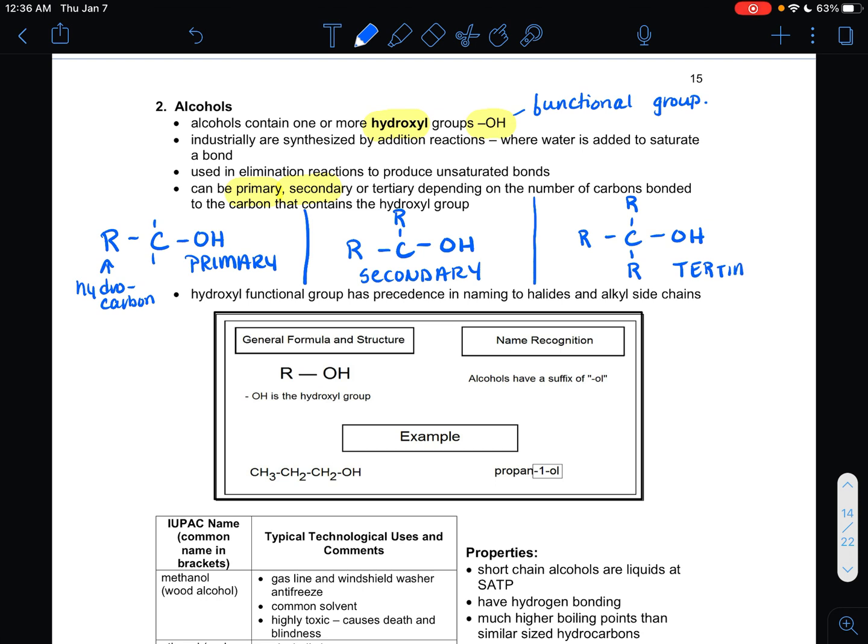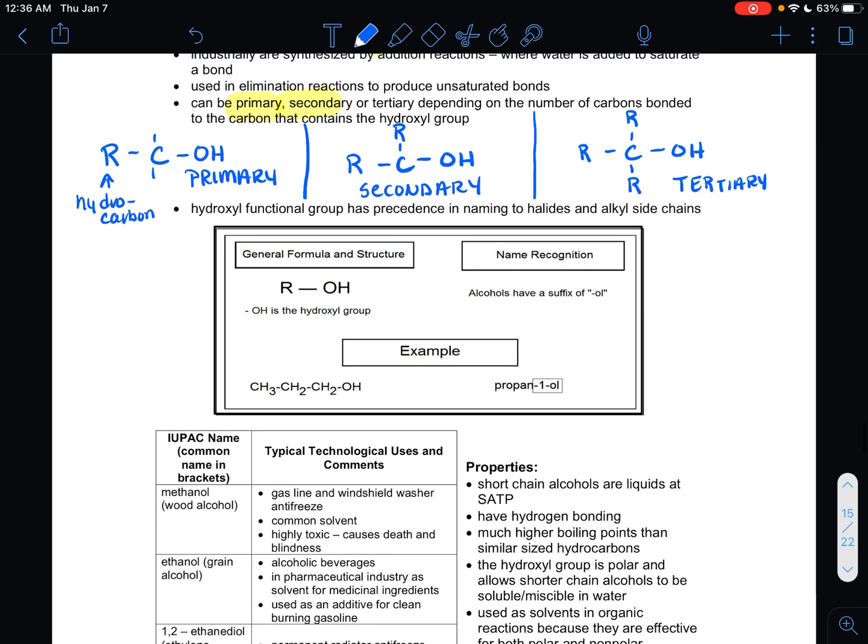I will give you or show you examples of those as we go through our naming. So again, a little box here to summarize things. General formula: R, remember, being our hydrocarbon, and our hydroxyl functional group here. And you recognize an alcohol because they end in -ol. So you think about methanol and ethanol that you already know. Those are alcohols according to this.